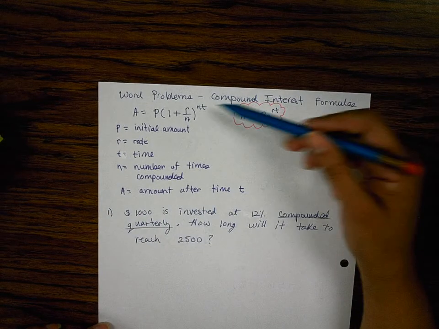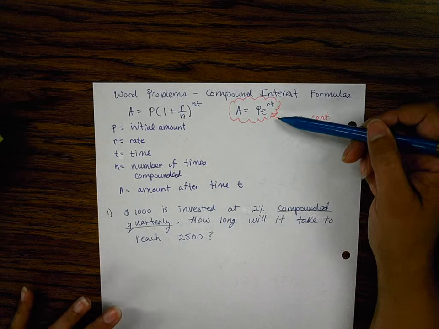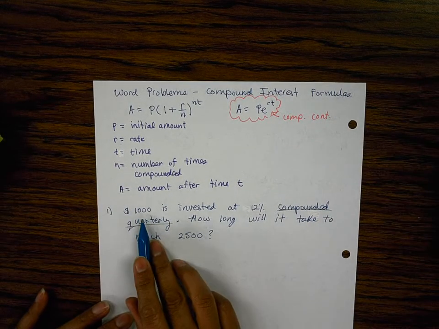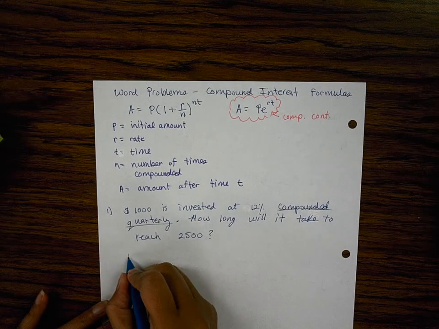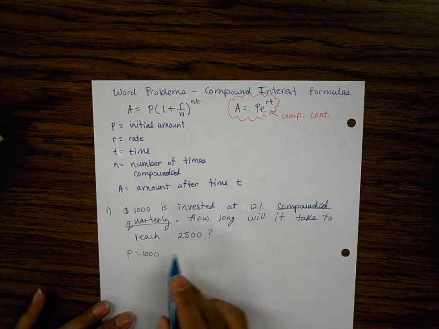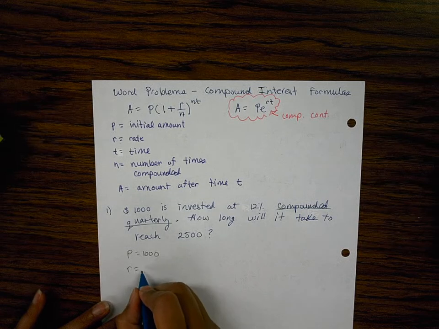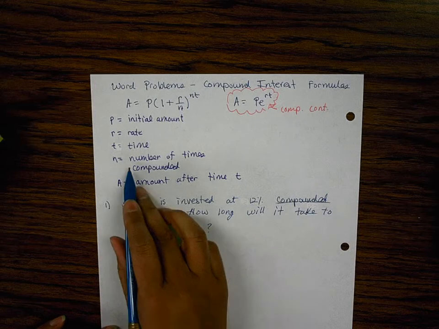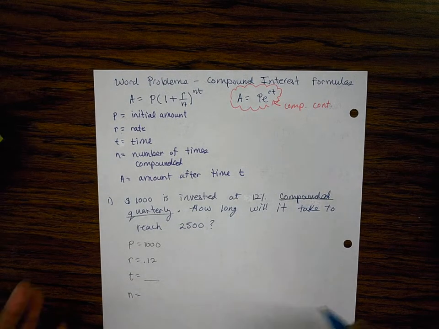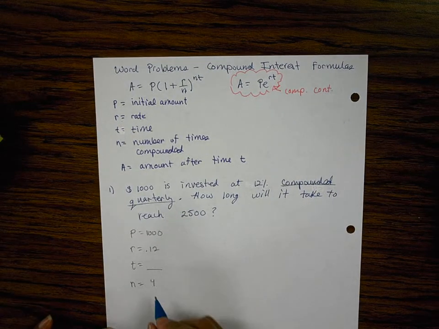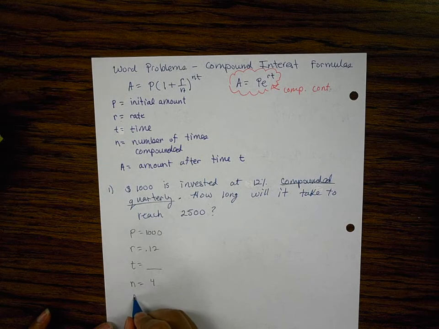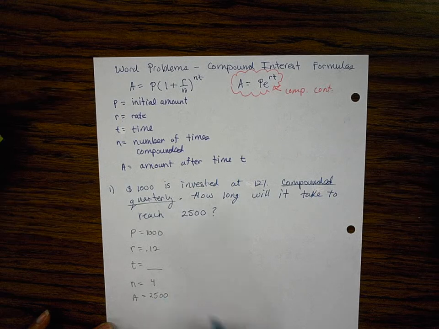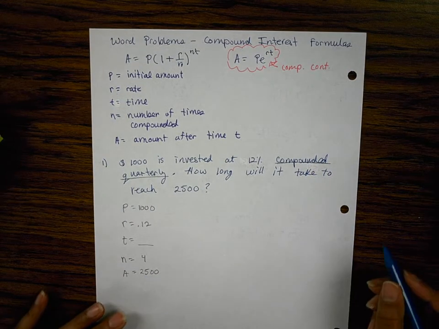Okay, so it's compounded quarterly. Right there, we're using the first formula because we only use the other one when it says compounded continuously. It did not use those words, so we're using this one here. 1,000 is our initial investment, so P is 1,000. 12%, our rate is 0.12. T, we don't know, that's what we're looking for. Number of times compounded, quarterly means 4 times a year. And A, the amount after time T, we want to know how long it takes to reach 2,500.